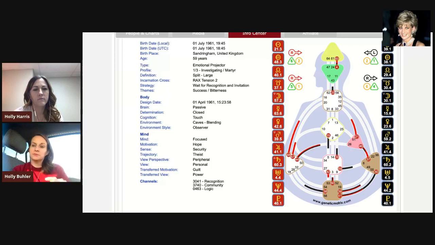And so I'll run back through again. The spleen on the left is time and intuition, and fears. The G center is the identity. So when this is open, people tend to question their lovability. Yep. When the will center is open, they question their value or their worth, and they tend to try and prove themselves, like Holly said.